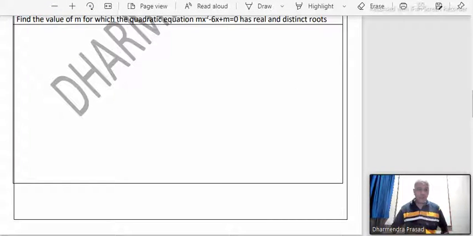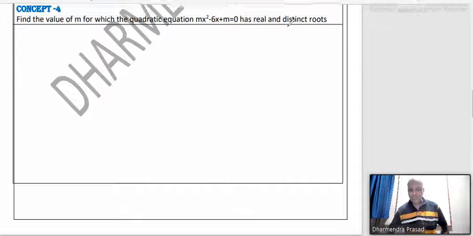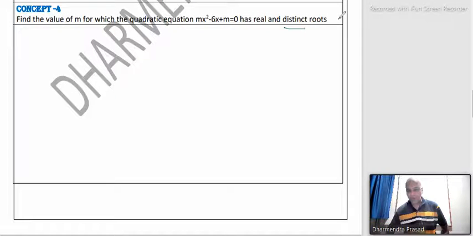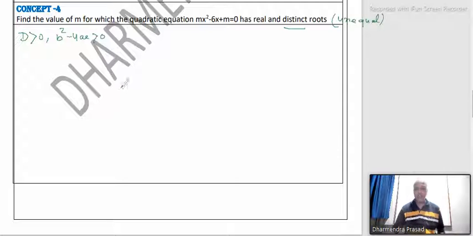Now see here in the question, real and distinct. Distinct means what? Distinct means unequal roots. So here we are going to find the unequal roots. When it is unequal roots, we know that D should be greater than 0, or we can say b square minus 4ac should be greater than 0. Real and unequal roots.